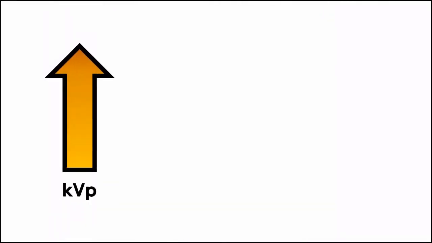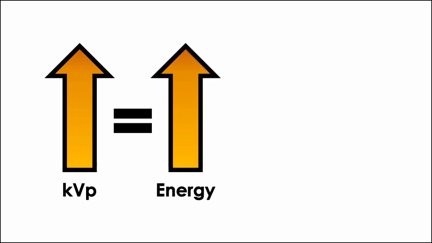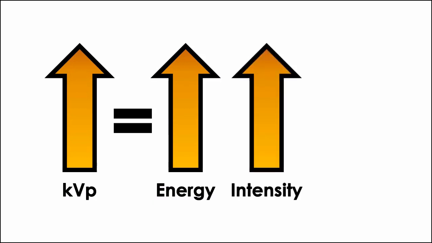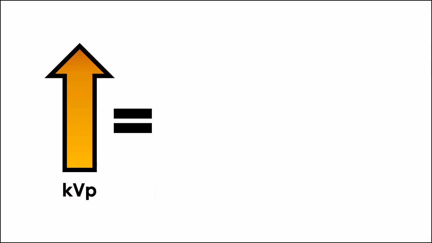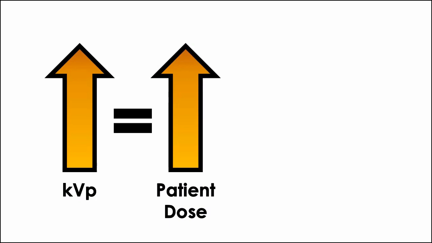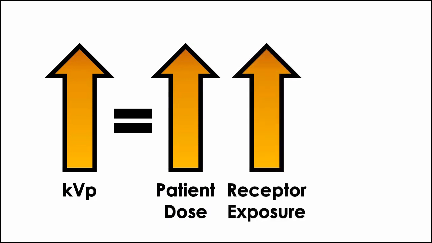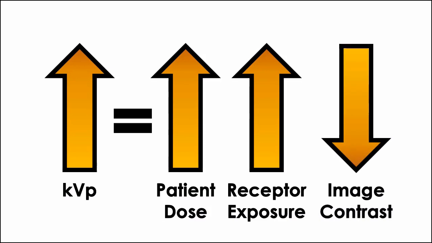So in summary, here's the major relationships we need to understand. If we increase the kVp, this is going to increase the energy of the X-ray beam, and it also increases the intensity of the X-ray beam. We also should know that when we increase kVp, this increases the patient dose and it increases the receptor exposure, but increasing kVp decreases the image contrast.